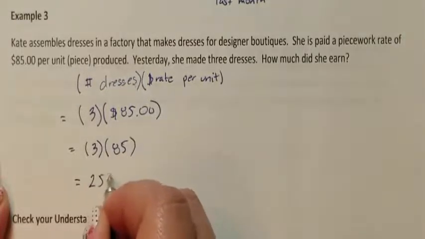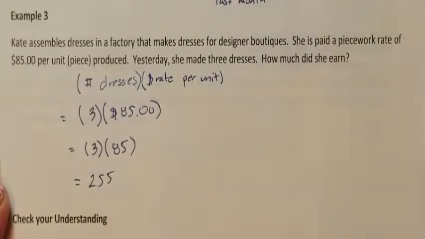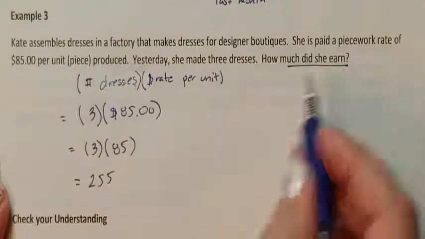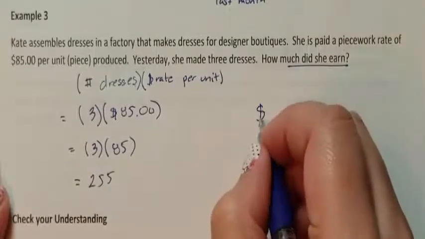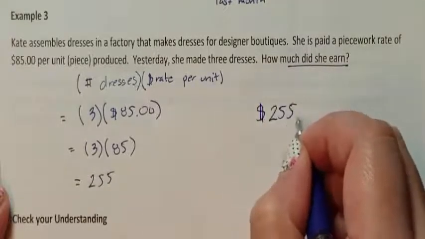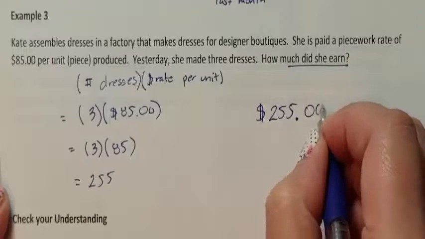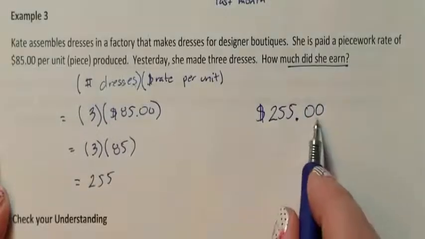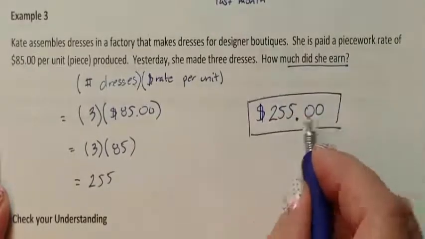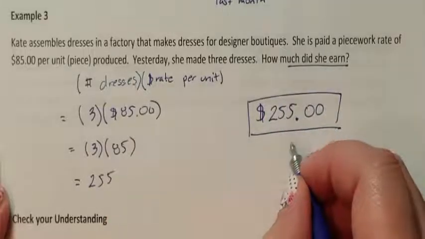It is 255. That's not your final answer. How much did she earn? Meaning this is supposed to be money. So she made $255.00. You write the decimal, it says dollars, and these are my cents. And this is how much she earned on the 3 dresses.